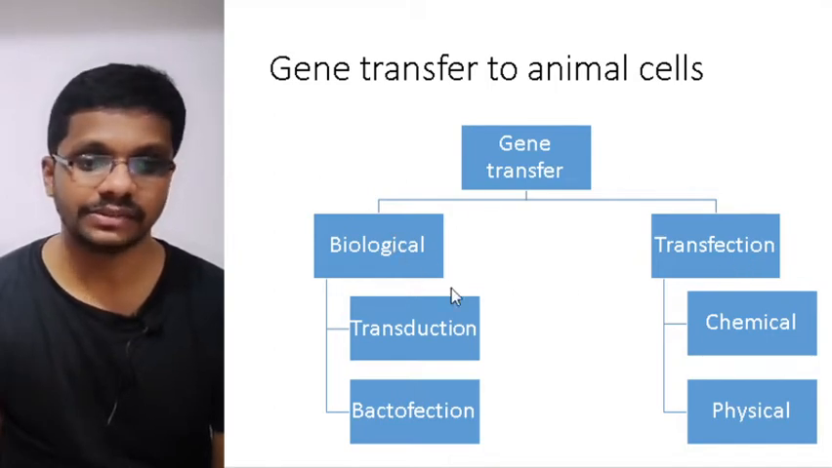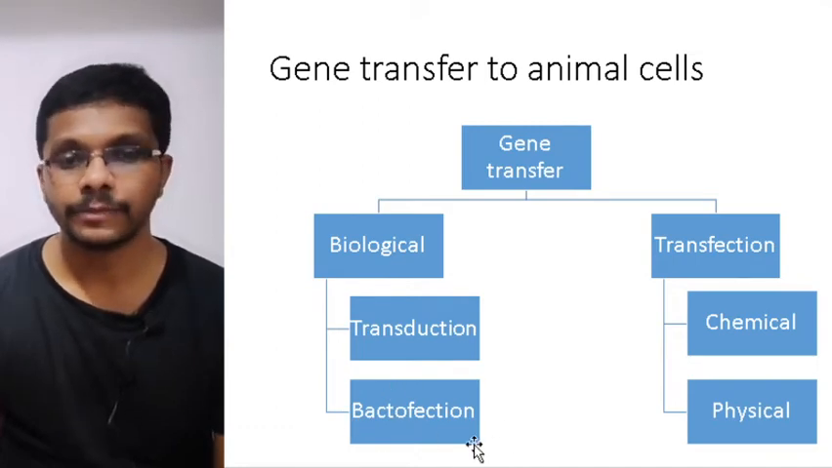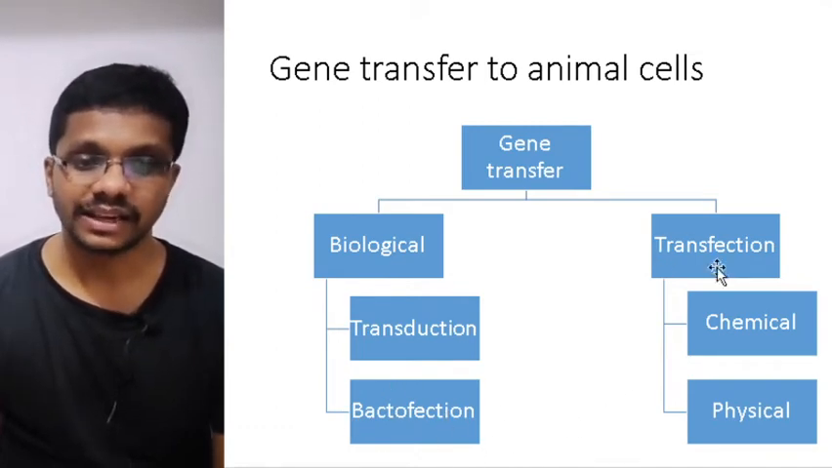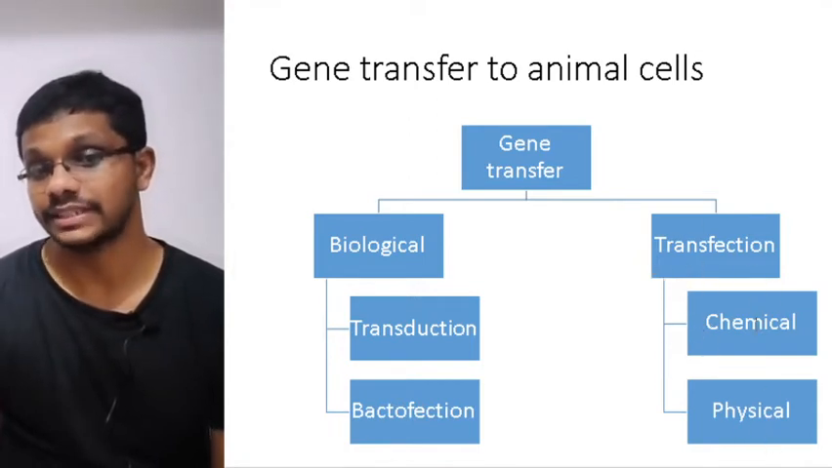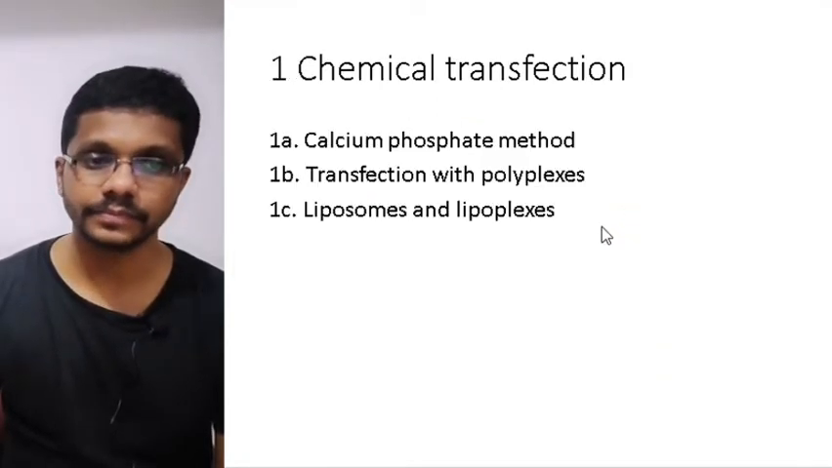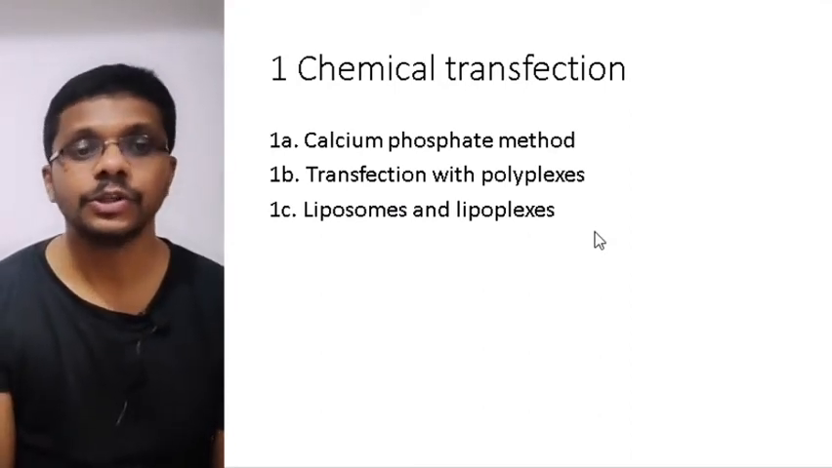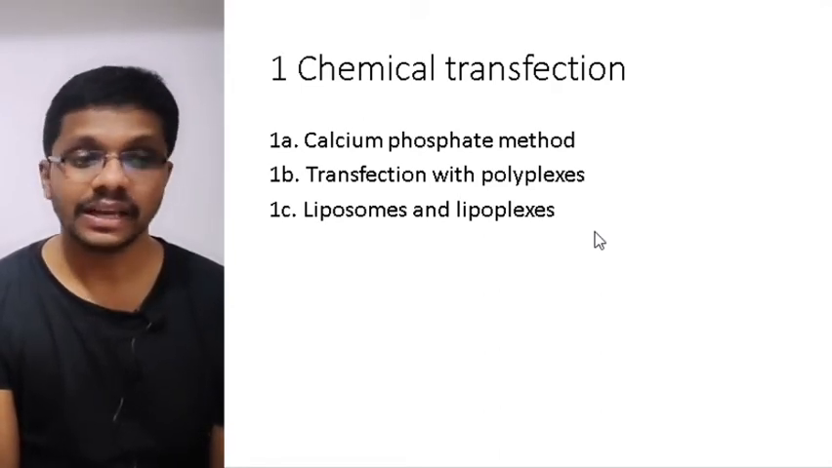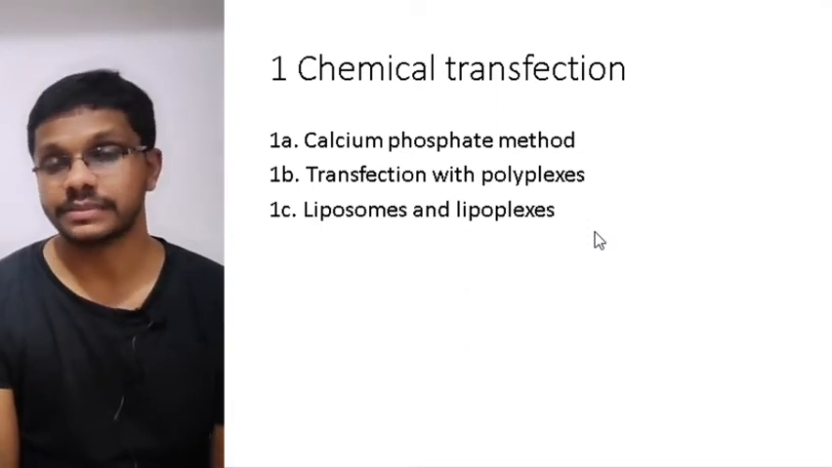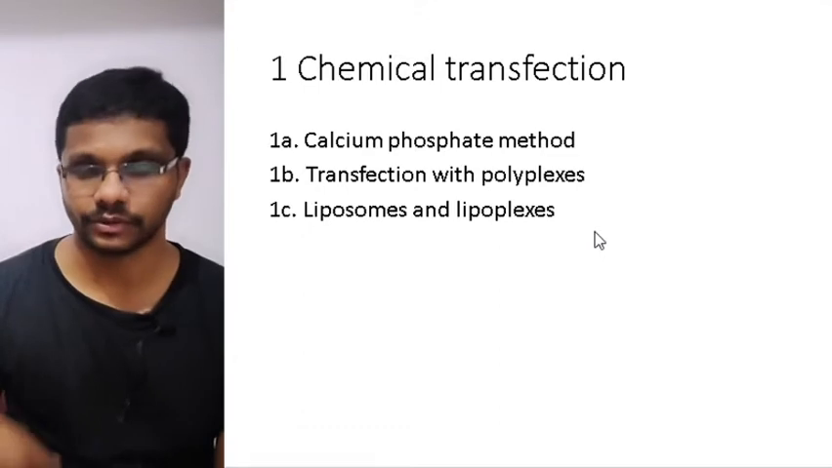Gene transfer methods can be divided into transfection methods and biological methods. In the biological methods, we can use transfection using viruses, or we can use bacterfection with the help of bacteria. In transfection, we have chemical methods or physical methods. These are called direct gene transfer methods. The chemical transfection is divided into three different methods: the calcium phosphate method, transfection with polyplexes, and liposome and lipoplex mediated gene transfer. I'll be talking in detail about each one of these.